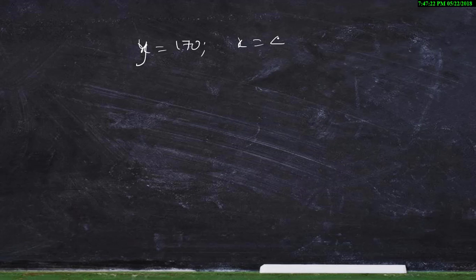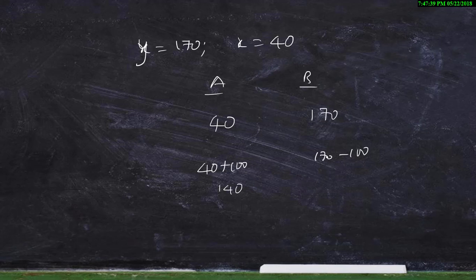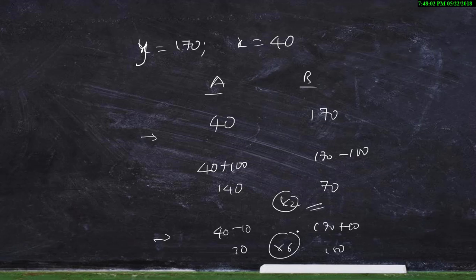Now we will check the relation. Initially A is having X, 40, and B is having Y, 170. Now A is telling B, if you give me 100, that means 40 plus 100 will become 140, and 170 minus 100 will become 70. I shall be twice, yes, 72s are 140, verified. Now for the second equation, B is telling, if you give me 10 rupees, that means 40 minus 10 will become 30, and 170 plus 10 is 180. 30 sixes are 180, so that's also satisfied. So our answers are correct.